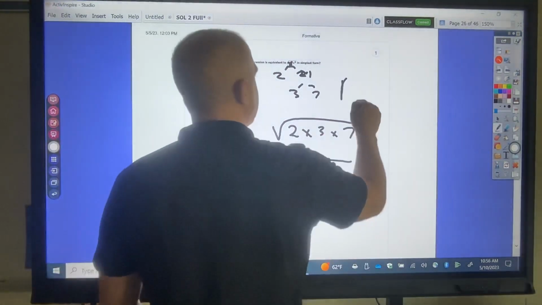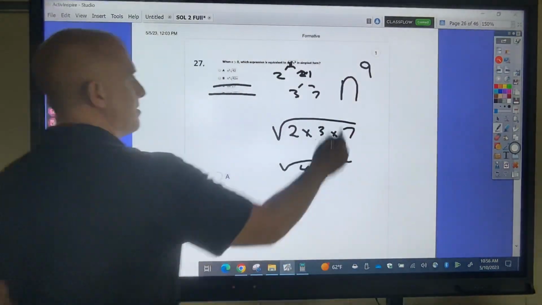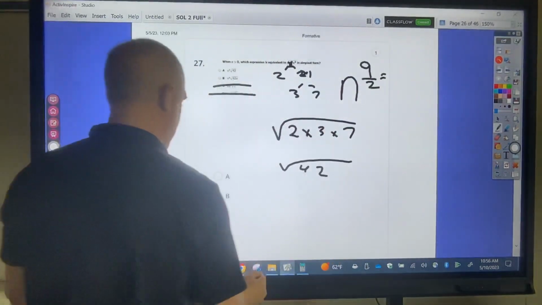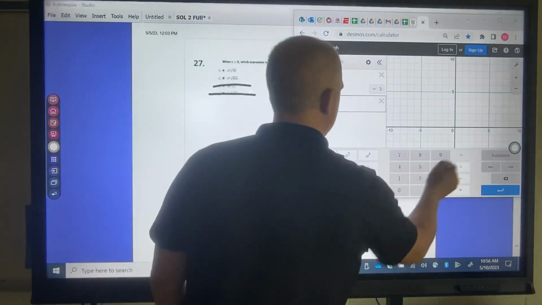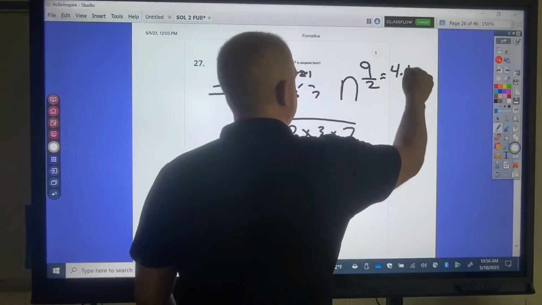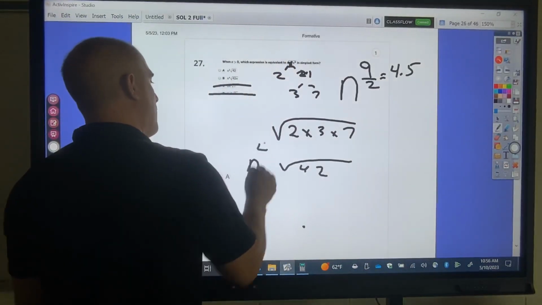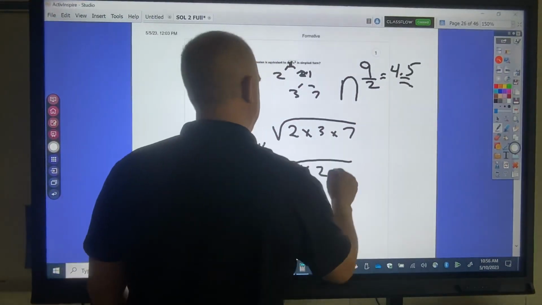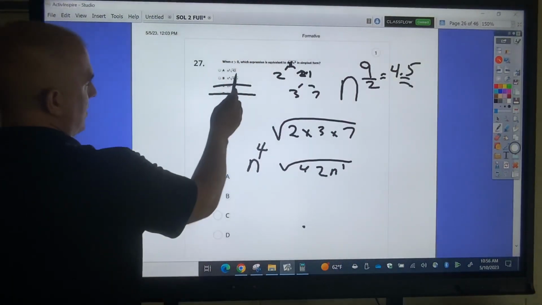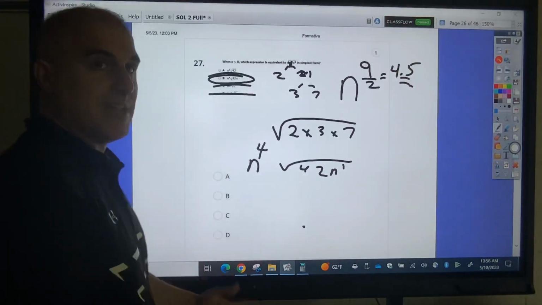Now, I got n to the 9th. What I want to do with that 9 is divide it by 2. If I divide that 9 by 2, I get 4.5. So what that means is I've got n^4 on the outside, and that decimal means I have n^1 on the inside. And so that one would be that. Okay?